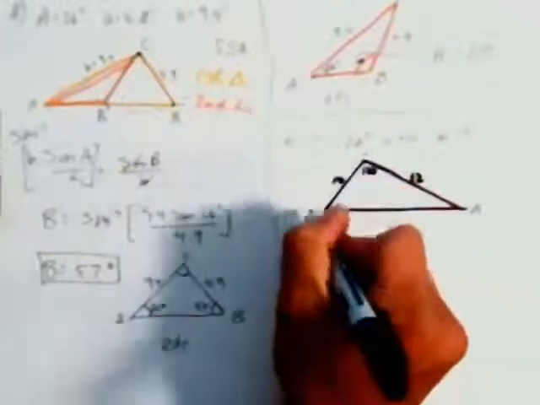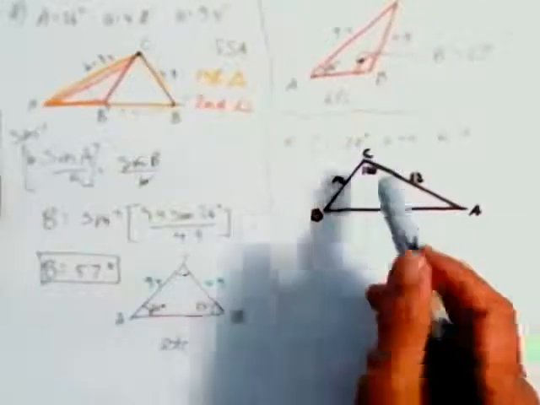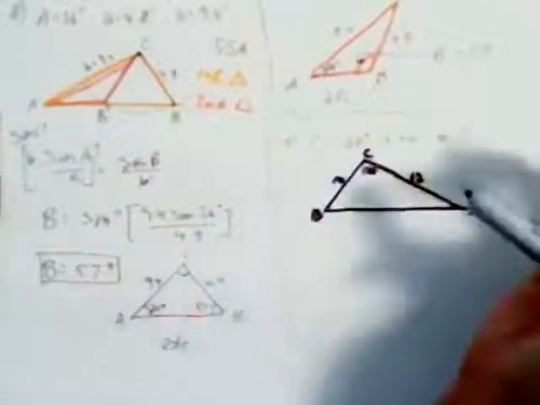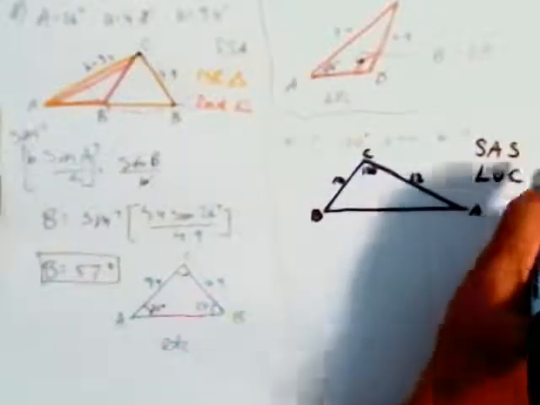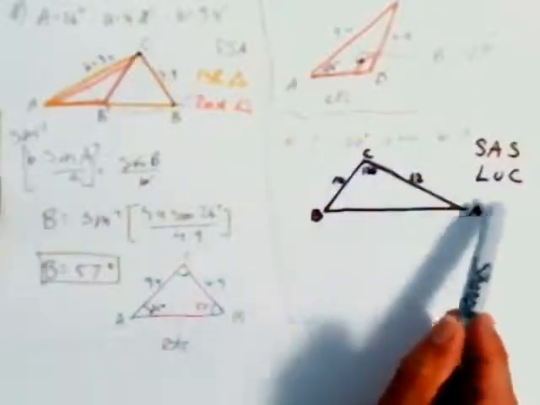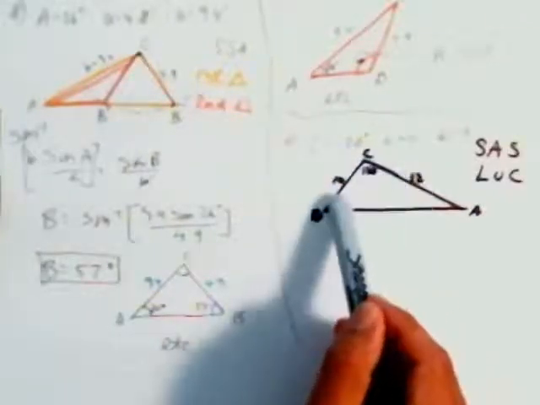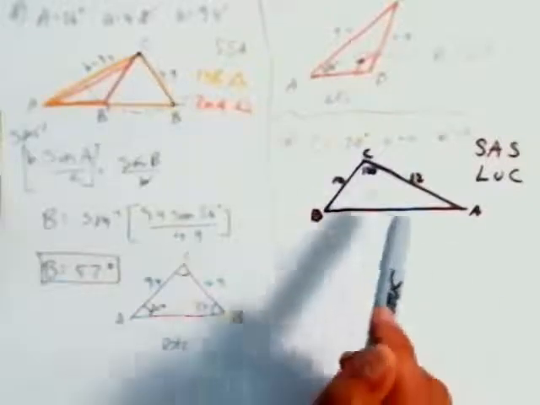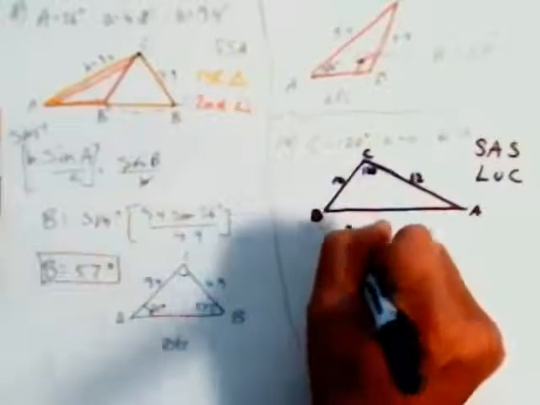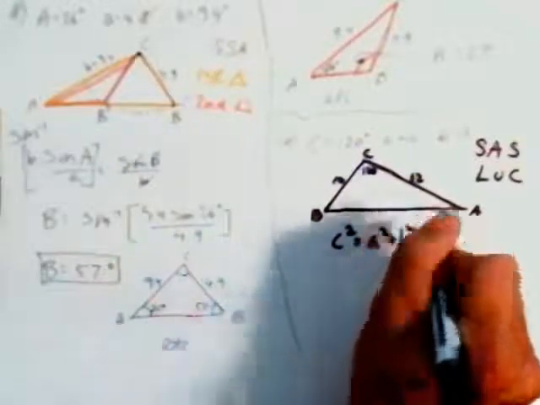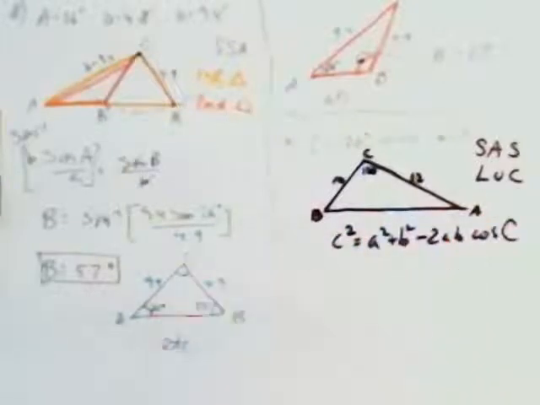Okay, so how are we going to figure out what everything is? If you have an SAS situation, you have to use the law of cosines. You cannot use the law of sines because sine of the angle over that, we don't know what it is. Sine of this angle over this, we don't know what angle B is. So you have to use the law of cosines. We know that the law of cosines, c squared is equal to a squared plus b squared, just like the Pythagorean theorem, minus 2ab times the cosine of that angle c right over here.